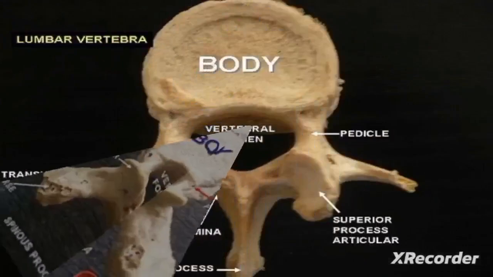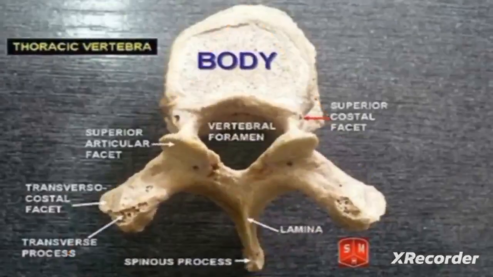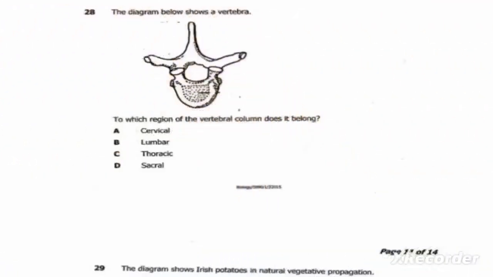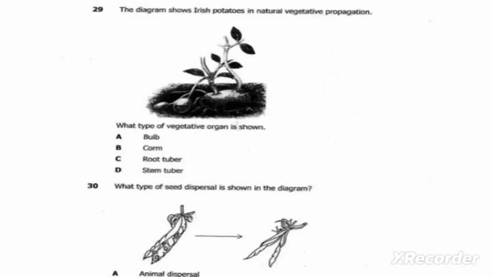So we can see that it has three parts, this one and this one. We can also see these two parts, and we can see the hole here. So our correct answer therefore is thoracic.